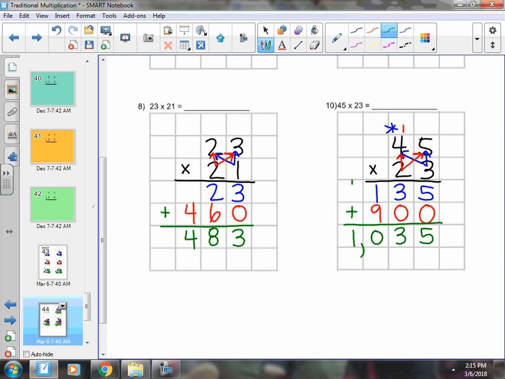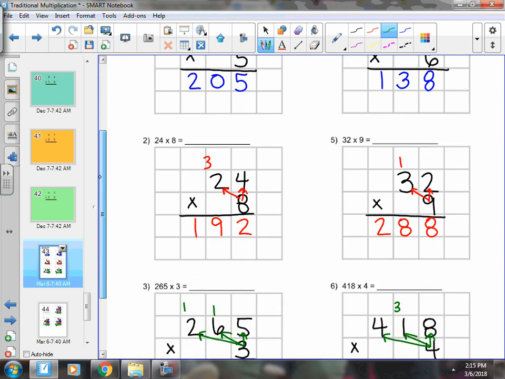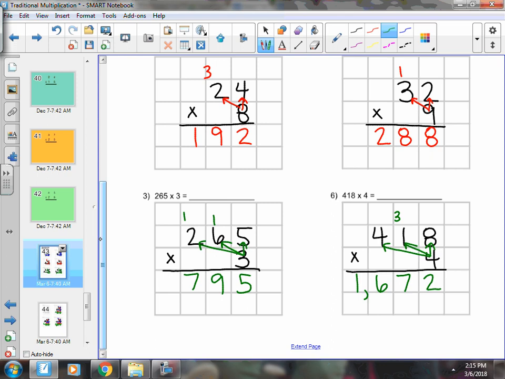Okay, here are the answers for the first page. And the second page.